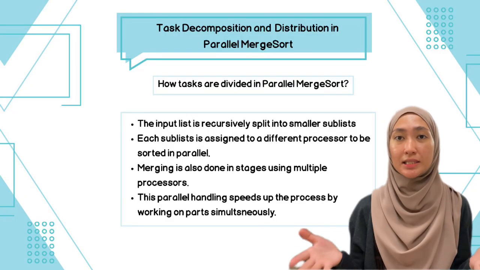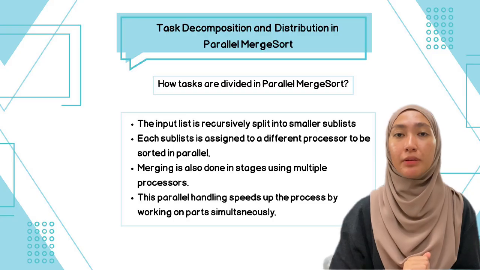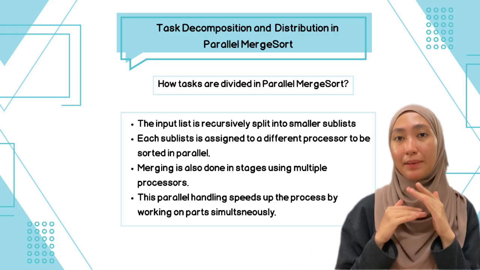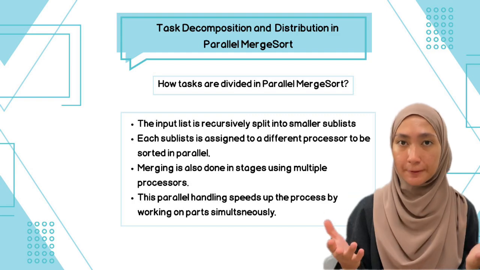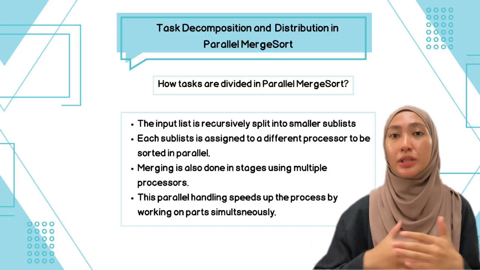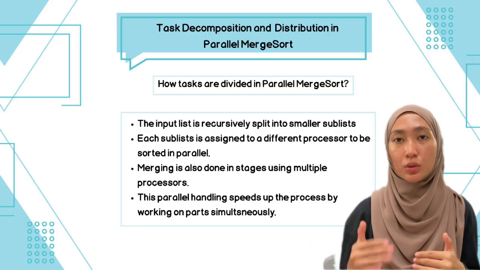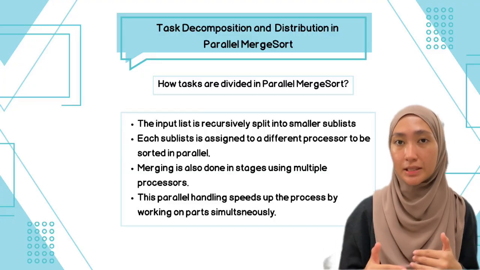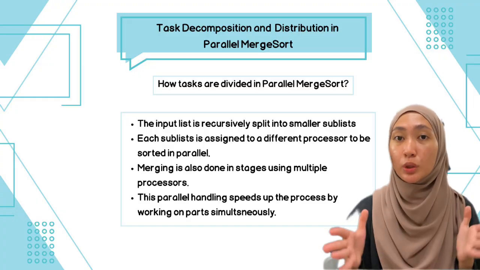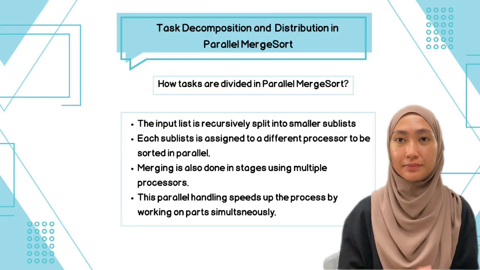Let's move on to task decomposition and distribution in parallel merge sort. In parallel merge sort, the algorithm first breaks the input list into smaller sublists through recursive splitting. These sublists are then distributed to different processes, allowing them to be sorted at the same time. Once sorting is done, the merging process is also done in parallel, step by step. This makes the whole process much faster because the workload is shared and done simultaneously instead of one after another.